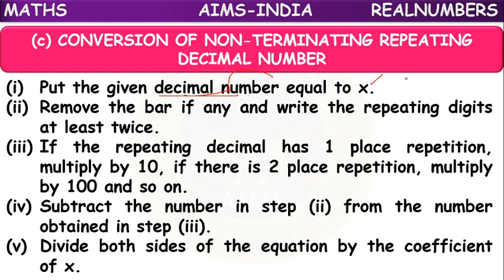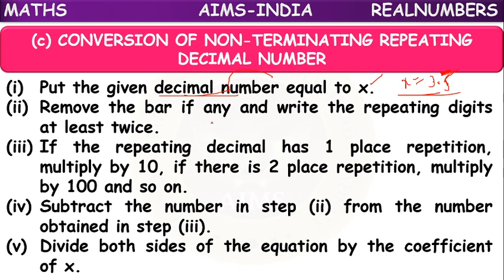First step, whatever decimal number they have given, like 3.5 or something, we have to take it as x. x equal to 3.5, or 3.5 bar, because it is a non-terminating repeating decimal. x equal to 3.5 bar.